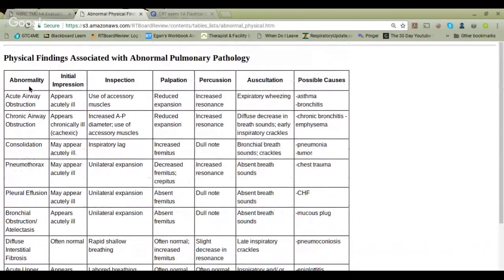Okay, so acute airway obstruction. Initial impression, patient appears acutely ill. On inspection, you will see the patient is using accessory muscles to breathe. On palpation, you will notice reduced expansion. On percussion, you would notice increased resonance. On auscultation, you will notice expiratory wheezing. Possible cause could be asthma or bronchitis.